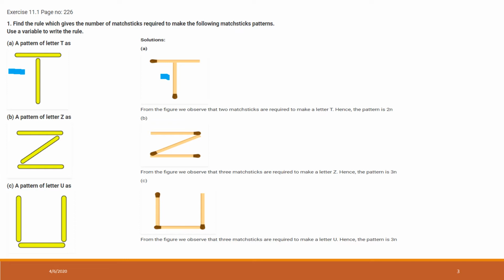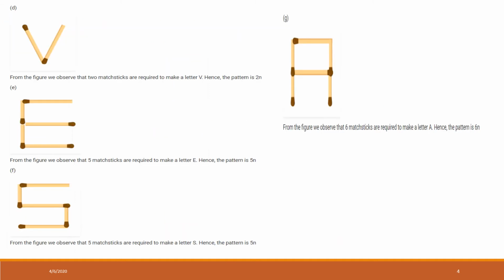Part B, a pattern of letter Z. See, we make a pattern by using 3 matchsticks. 1, 2, and this one 3. So 3n. Similarly, in part C we use 1, 2, and 3 matchsticks for making U. So 3n again. Part D, for making V we have used 2 matchsticks. So 1 and 2, so 2n.